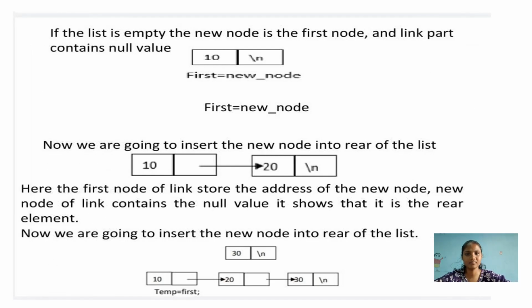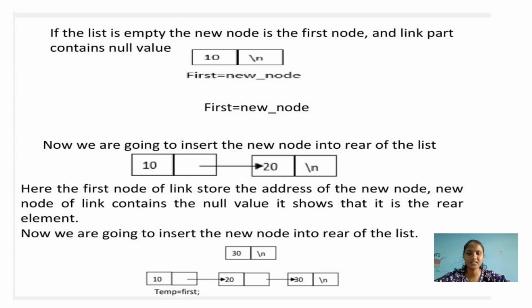If the list is empty, the new node is the first node and the link part contains a null value initially. Initially we have 10, so the list is empty. So 10 becomes the first node. Now we need to insert 20. We are performing rear operations, so 20 is to be inserted after 10. So we store the address of 20 in 10. Here the link of the first node stores the address of the new node. The link of the new node contains the null value. It stores the rear element.